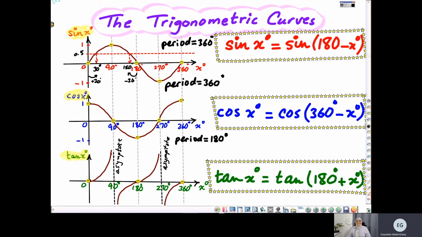Hello, my dear students. Today's lesson is about the trigonometric curves. This year in IGCSE, we are concerned with 3 trigonometric functions: sine, cosine, and tan. But there are further ones for advanced levels, for A level and for AS. But for IGCSE, we are only limited to sine, cosine, and tan.